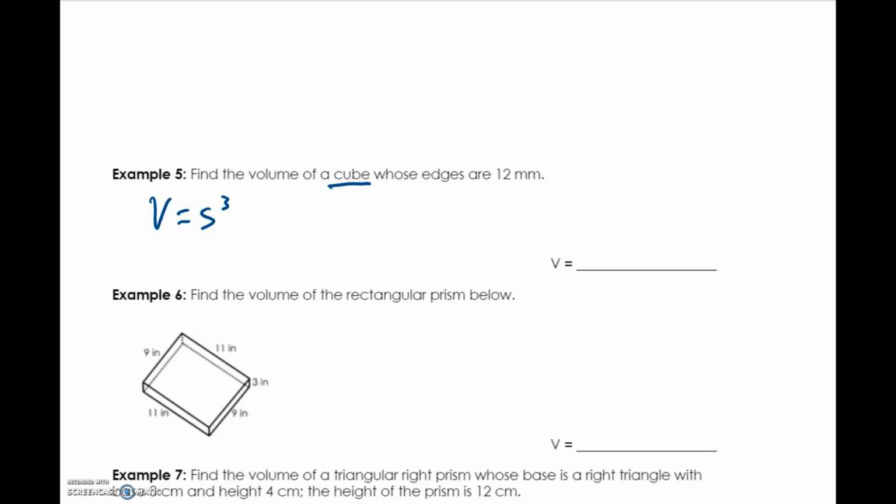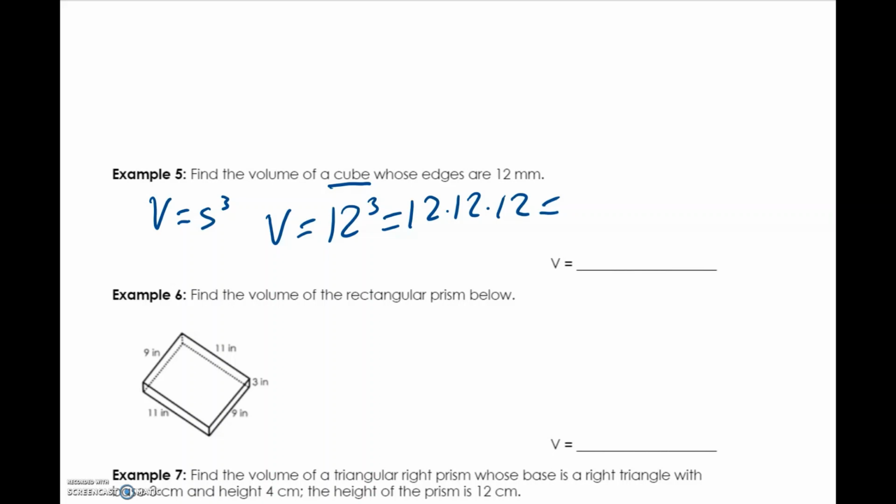Good news, I only have one side length, so I just need to plug that in and then cube it. So I have the volume equals 12 cubed, or 12 to the third power, so 12 times 12 times 12. In any case, you can type this into your calculator. You can either do it to the third power or 12 times 12 times 12.